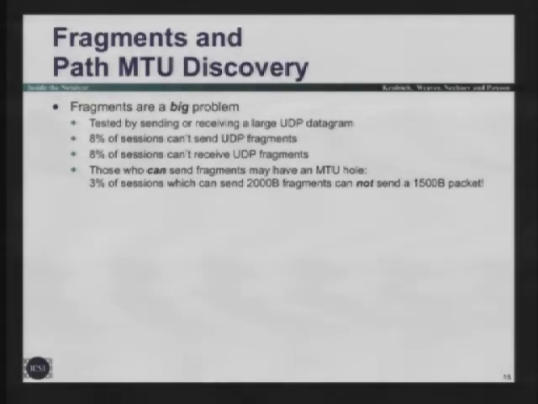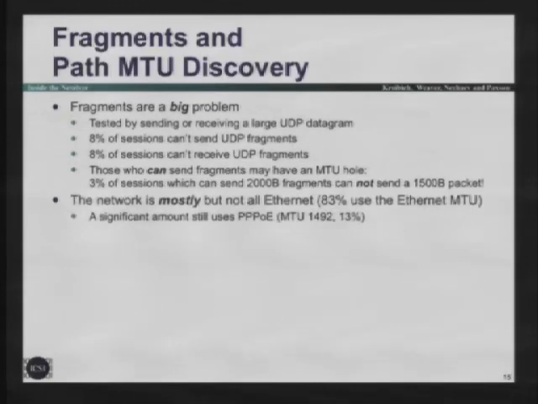Yeah. And the only way you can turn this off under Linux is turn off all path MTU discovery, not just UDP path MTU discovery. So this is a problem we see. The network is mostly, but not all, Ethernet. We saw really 13%, a surprising amount of PPP over Ethernet. Or at least we infer it's PPP over Ethernet because it's the 1492 MTU and it's associated with DSL providers, not cable providers.